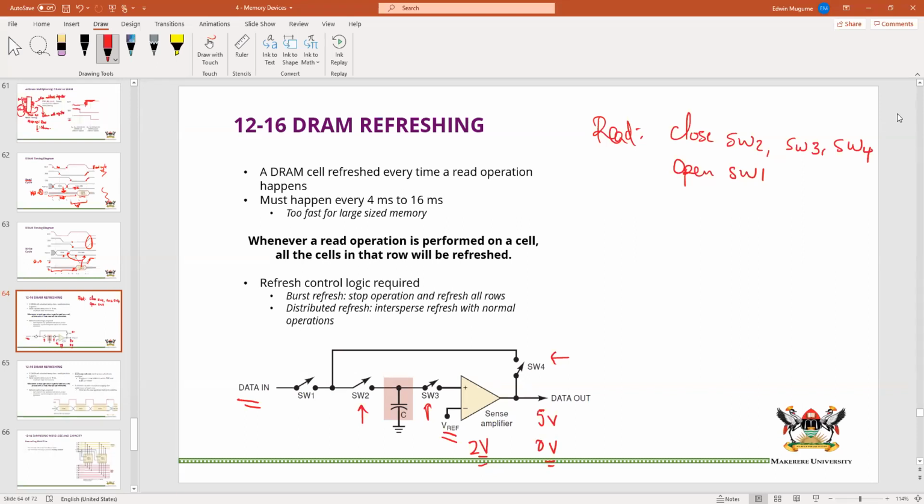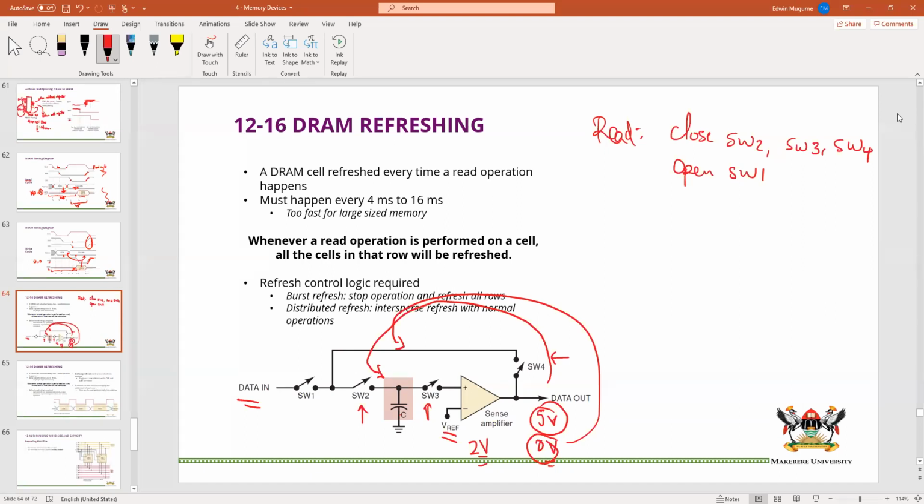Obviously, we say that the capacitor will lose its charge. So it may have been at 5 volts, but maybe now it has reduced to 3 volts or 2.5 volts. And now you generate a fresh 5 volts, which goes through SW4, SW2, and recharges that to the maximum. And if you had a 0 volt, even if it had discharged or picked up whatever it has, it would go back also and discharge it back to 0 volt. So that is the process of refreshing, and it happens within the read operation. Every time you read from a memory cell, you also refresh it.